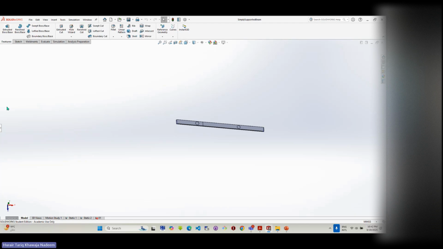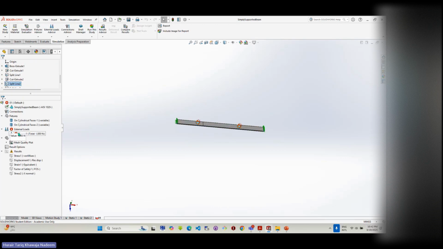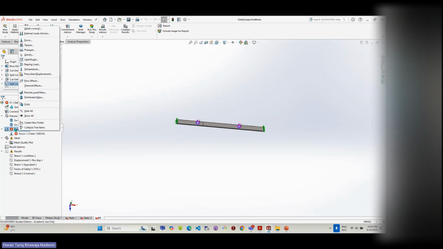Can anyone, does anyone have a clue? Okay, there it is. Because there was a red line, I was unable to see. Okay, so I rebuilt it. There's no issue actually. What's wrong? External forces. Okay.